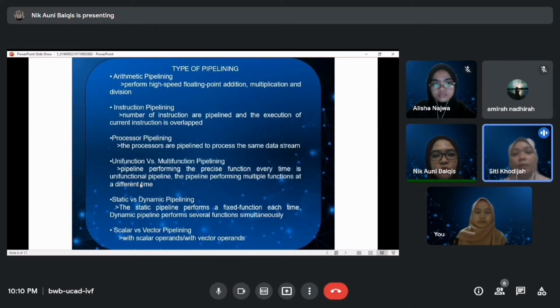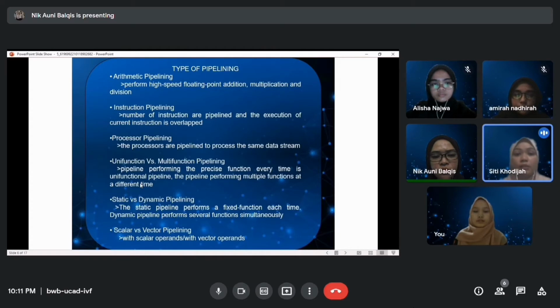First is arithmetic pipelining. This is designed to perform high-speed floating-point addition, multiplication and division. Instruction pipelining. Here the number of instructions are pipelined and the execution of the current instruction is overlapped by the execution of the subsequent instruction. This is also called instruction look ahead. Processor pipelining. The processors are pipelined to process the same data stream. The data stream is processed by the first processor and the result is stored in the memory block.